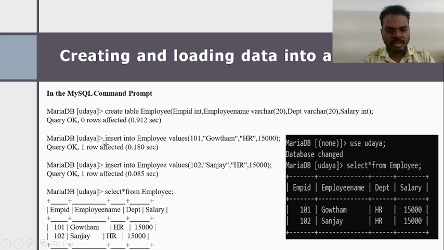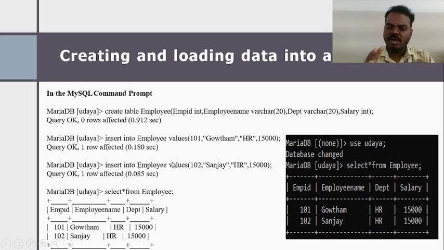Next, after creating your table, you need to insert your records. The basic command for inserting a record is insert into table name and the values. I am going to create two values here. 101 is an employee ID. The name of the employee is Gautam. The department will be the HR department and the salary is 15,000. Once you press enter, it will create one row. Again I am going to enter a second row: 102, Sanjay, HR department, 15,000 salary.